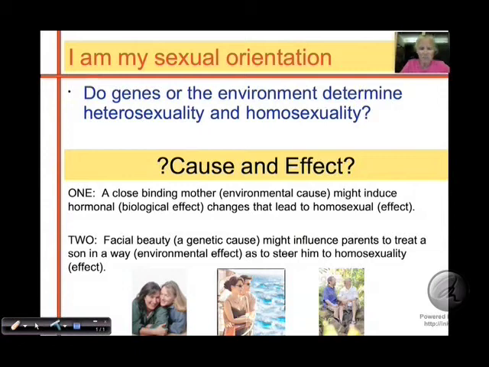Here's a couple of examples, both of which are hypothetical. So I could have, for example, a close-binding mother, something in my environment, that might induce a hormonal, a biological change that leads to homosexuality. Or I could have facial beauty, something genetic, that might influence my parents to treat me in a certain way, something in my environment, that would lead me towards homosexuality. Telling apart cause and effect is difficult.